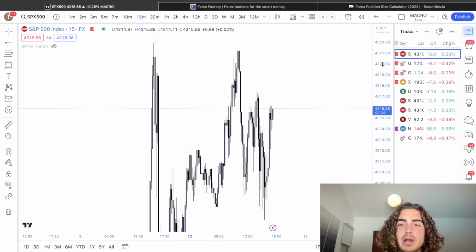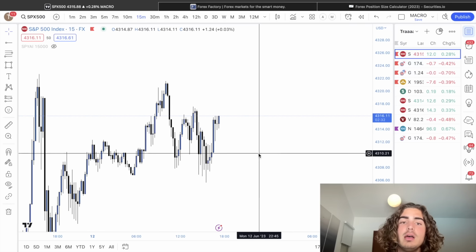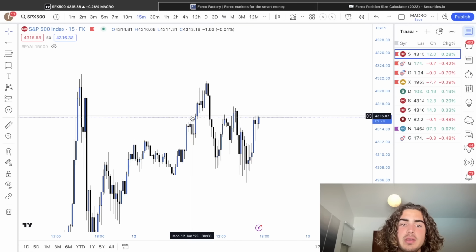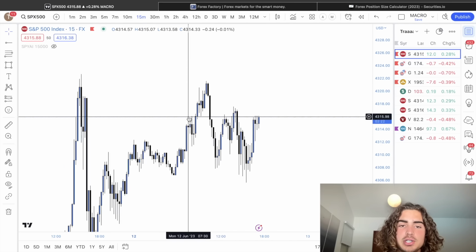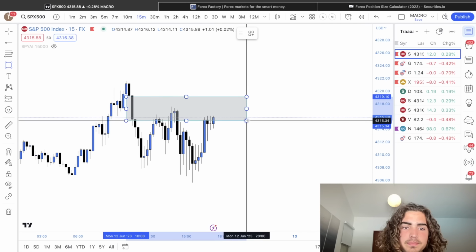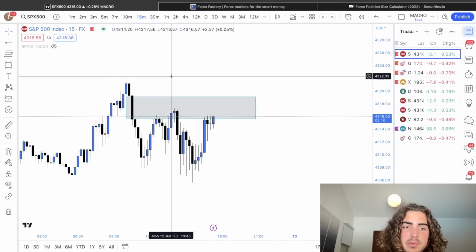Today was a prime time example of using a fair value gap. As we can see here, we were in a small little uptrend on the S&P 500. We then proceed to break structure on the 15-minute. And what do we get left with after this break of structure? We see a big imbalance within here. We see this fair value gap.